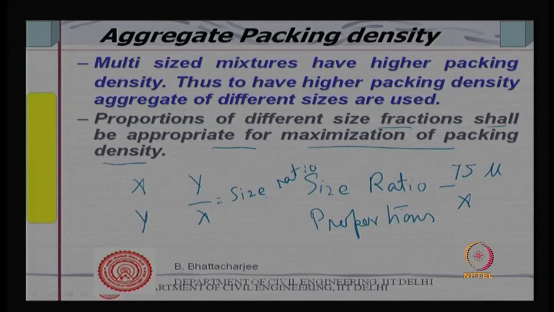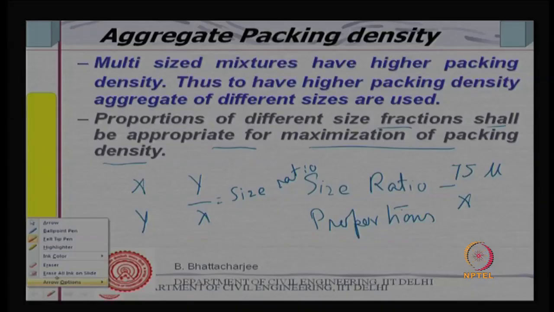So, this size ratio is important, 2 is good enough, but if it is 1, then it is the same size, so it is not going to have any effect. So, size ratio has some effect, 2 is good enough, and that is why we use the size quotient of 2. Recall that we are talking about the square sieve size, and for the ratio of sizes we use a size quotient of 2. So, size ratio is important, and proportion is also very important.